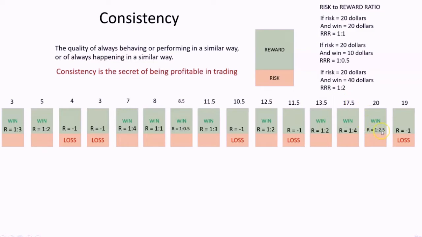Then you make 2.5 Rs. So that's 20. And you have another loss. So after 15 trades, you are in profit 19 Rs. If you risk $100 per trade, because this is your risk management, that means you made $1,900 on that asset with those trades. You made that money from nothing.